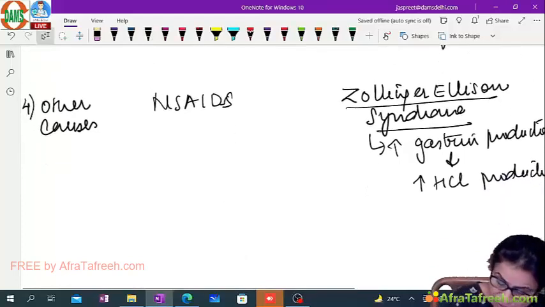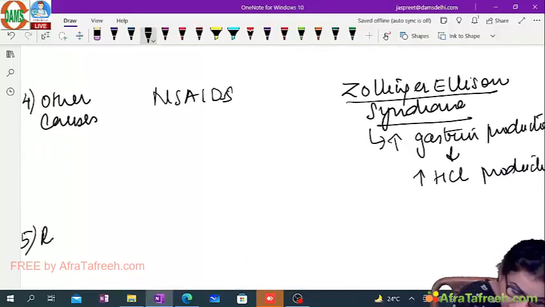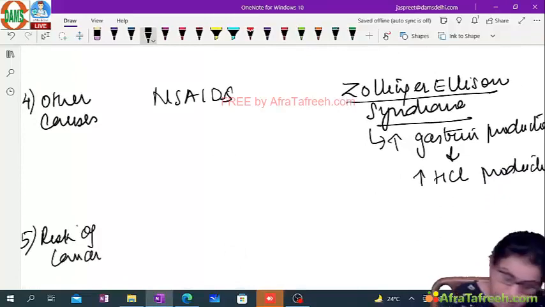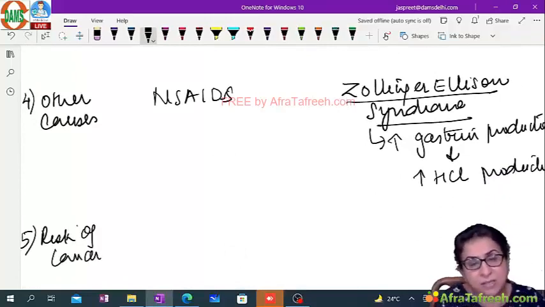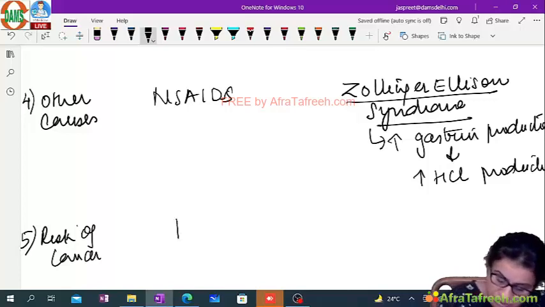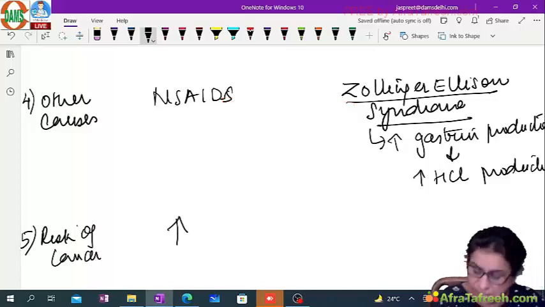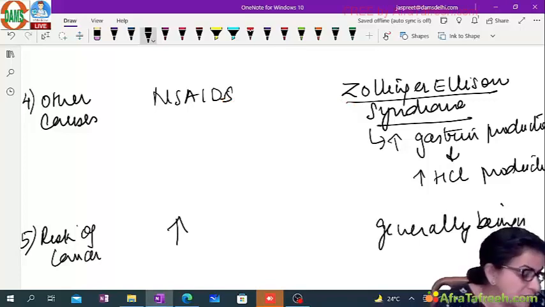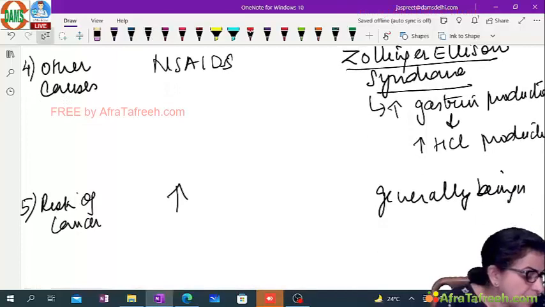Risk of cancer, very important. Gastric ulcers may turn malignant, so the risk of cancer is increased, whereas duodenal ulcers are generally benign.